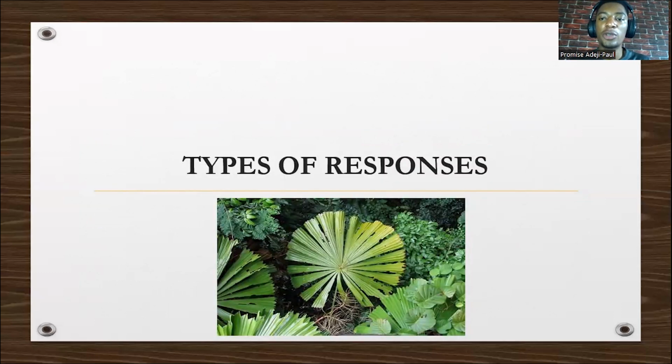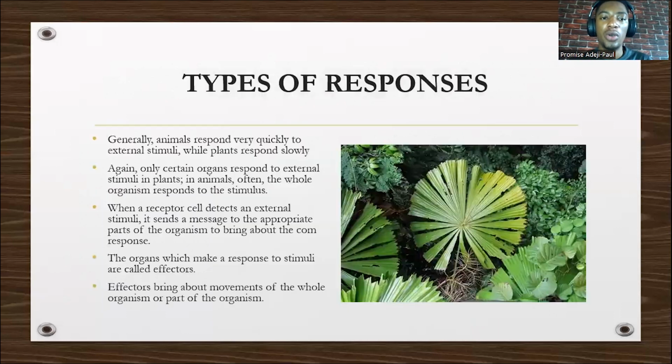So what about the types of responses? Because plants undergo what we call responses. There are ways plants will respond to certain stimuli. So what are the types of those responses? Generally, animals respond very quickly. If this place is hot, if you touch my body, I react very fast, very quickly to external stimuli, while plants respond slowly. There's no way you just touch plants and plants will run away. It's not possible. But for animals, it's very quick.